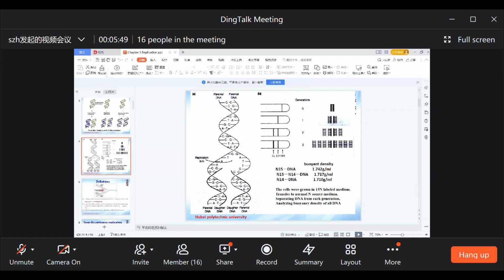You can see what kind of experiment it is. The cells were cultured under a certain condition, where the medium contained the nitrogen element, nitrogen-15. Then you can see the medium was changed, and the new medium contained nitrogen-14. At that time, you extract the DNA.